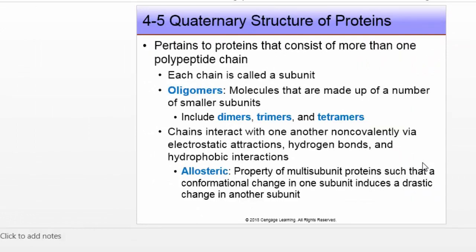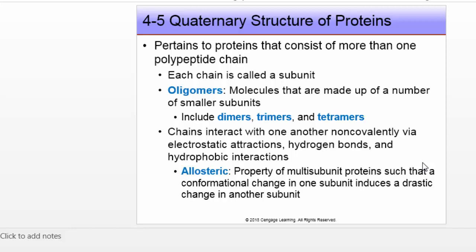Now we come to the so-called quaternary structure of proteins. It pertains to proteins that consist of more than one polypeptide chain. Each chain is called a subunit. The term oligomers refers to molecules made up of a number of smaller subunits, including dimers, trimers, tetramers. Chains interact with one another non-covalently via electrostatic attractions, hydrogen bonds, and hydrophobic interactions.